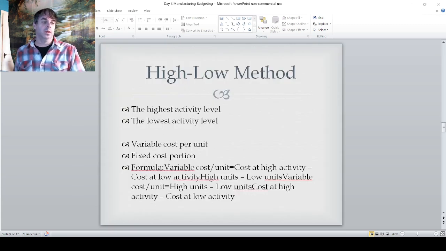The high and low method is a simple way of estimating variable and fixed costs using the highest and lowest activity periods. The formula is variable cost per unit equals cost at high activity minus cost at low activity, divided by high units minus low units. Then fixed cost equals total cost at any activity minus, in parentheses, variable cost times units.